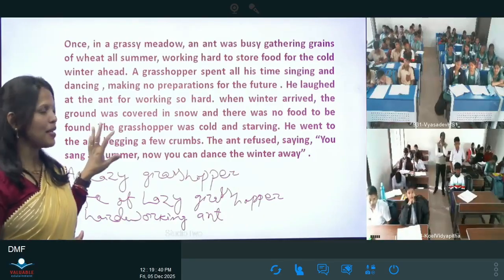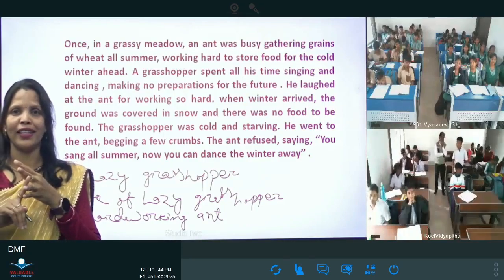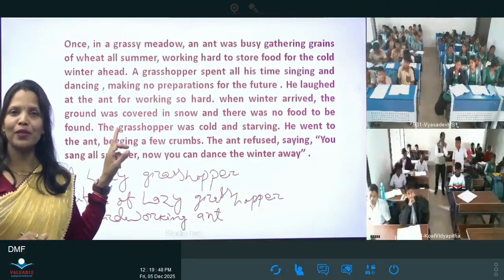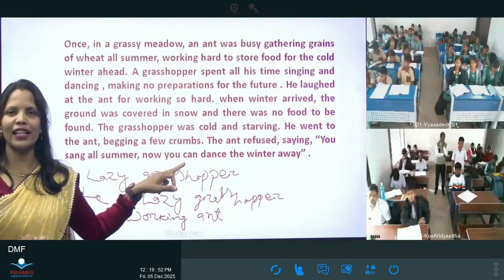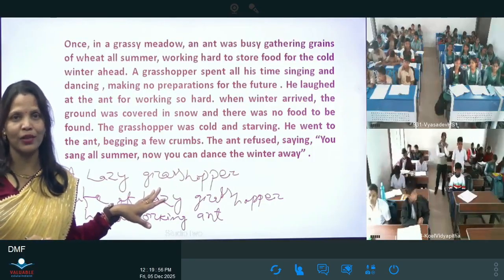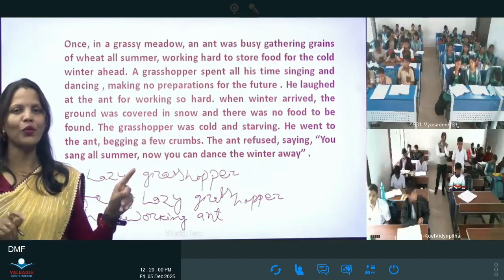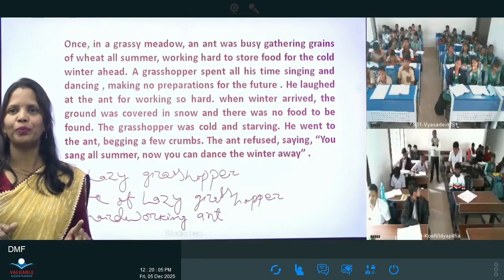Look, this passage contains both the ant and the grasshopper. Yes or no? The passage has both the ant as a subject and the grasshopper as a subject. So if we give only grasshopper in the title, the ant is left out. If we give only ant, the grasshopper is left out. So we have to include and add both of these. So how can we give it?